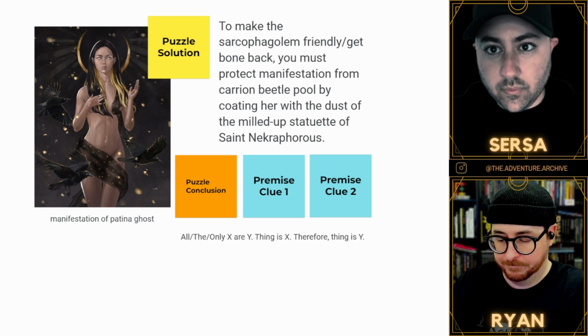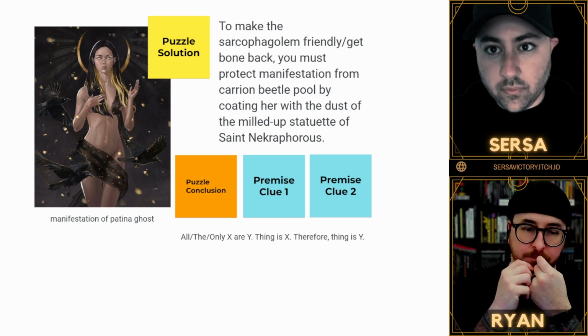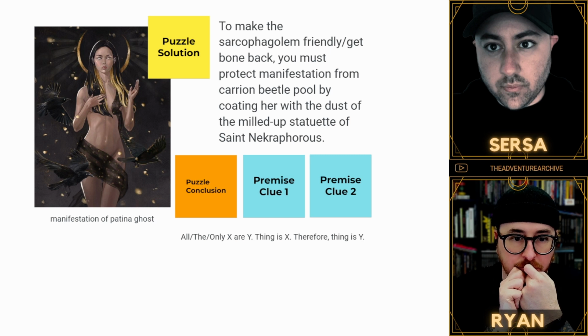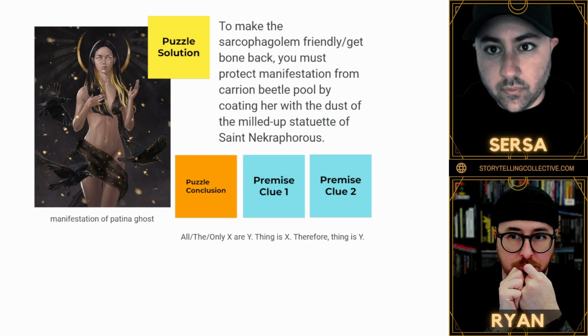So the solution to the puzzle is to make the sarcophagolem friendly, to get the bone back. You must protect the fleshy manifestation of the patina ghost from the carrion beetle pool in which her body rots by coating her with the dust of the milled up statuette of Saint Necrophorus. How dope is that? That's what's up. Awesome. So we've got our puzzle solution.